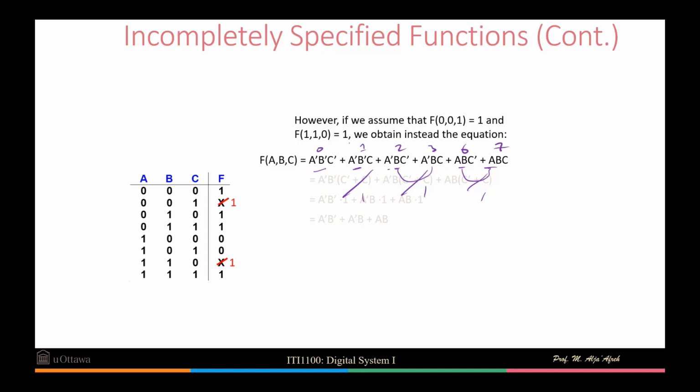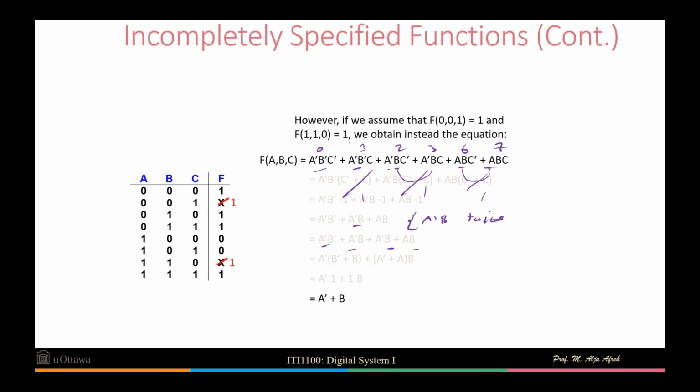Now, can I take it further? Yes, I can take it further. However, I have to utilize the fact that this minterm has at least one variable shared with the other two minterms. Therefore, I'm going to copy that A prime B twice, okay? By copying it twice, I can take A prime here as a common factor, and I can take B here as a common factor. So my function will be equal to A prime plus B.